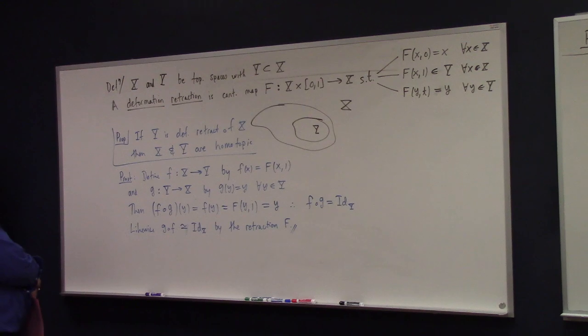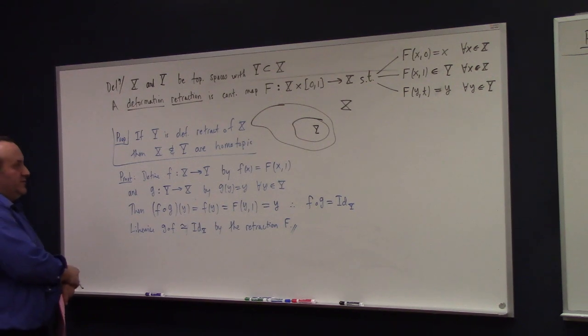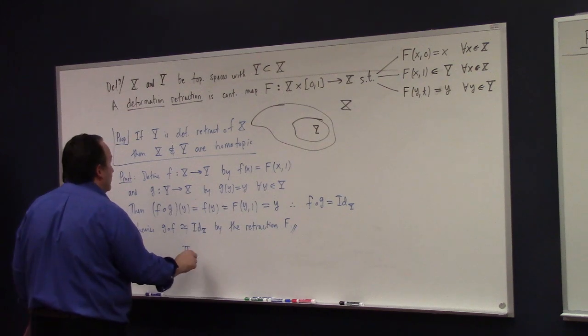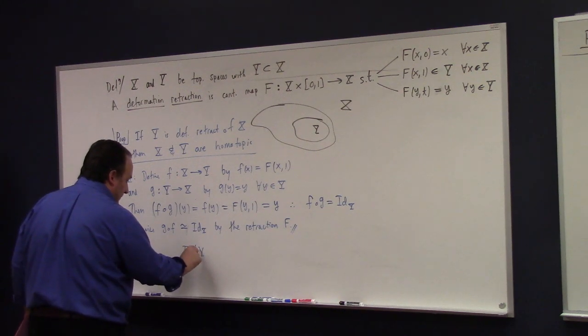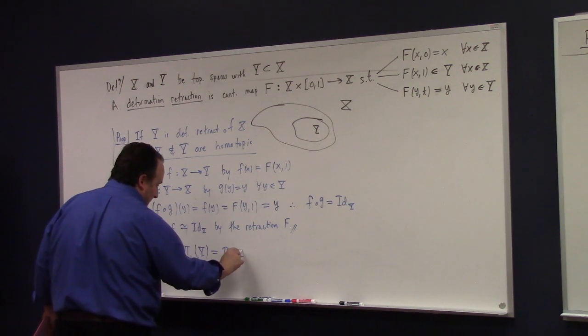So what does this mean? If you put this together with the thing I read, but I didn't write it down, a corollary to the proposition, of course, is that in this context, the fundamental group of Y is equal to the fundamental group of X.